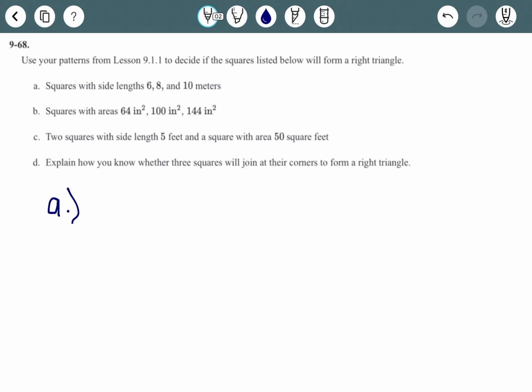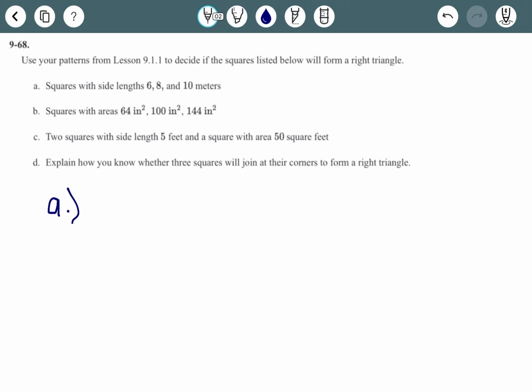All right, so it tells us to use those patterns that we found in lesson 911 to decide whether or not these will form a right triangle. So that pattern was that the two smaller areas, so the smaller and the medium area, those must add up to equal the largest area.